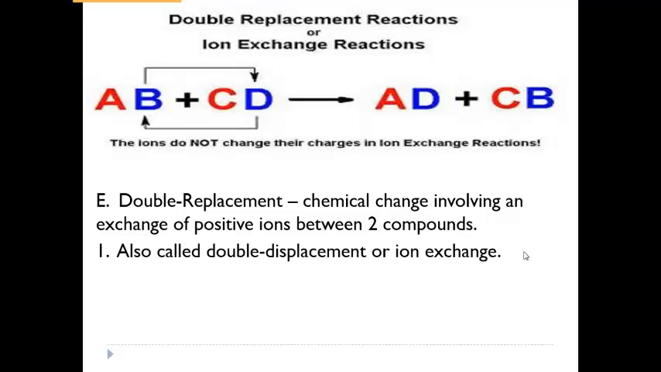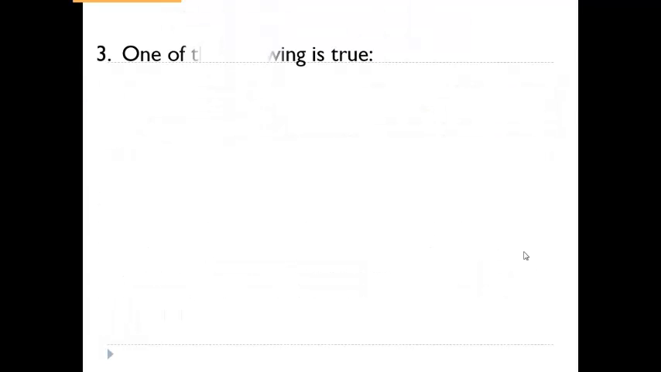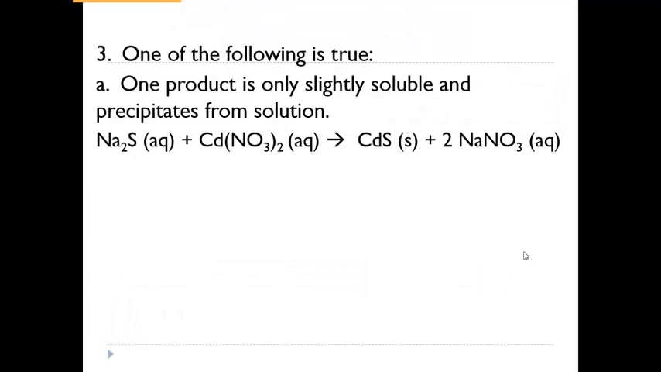It is also called ion exchange since you have, again, the positive ions switching places or negative ions switching places, depending on how you look at it. And this is normally going to take place in a solution, so we're going to see a lot of AQ for aqueous. And you're going to get one of three products. You're going to get a precipitate, which is a solid that forms when the two liquids come together. You're going to get a gas, or sometimes water is created. So those are the three most common products. So let's take a look.